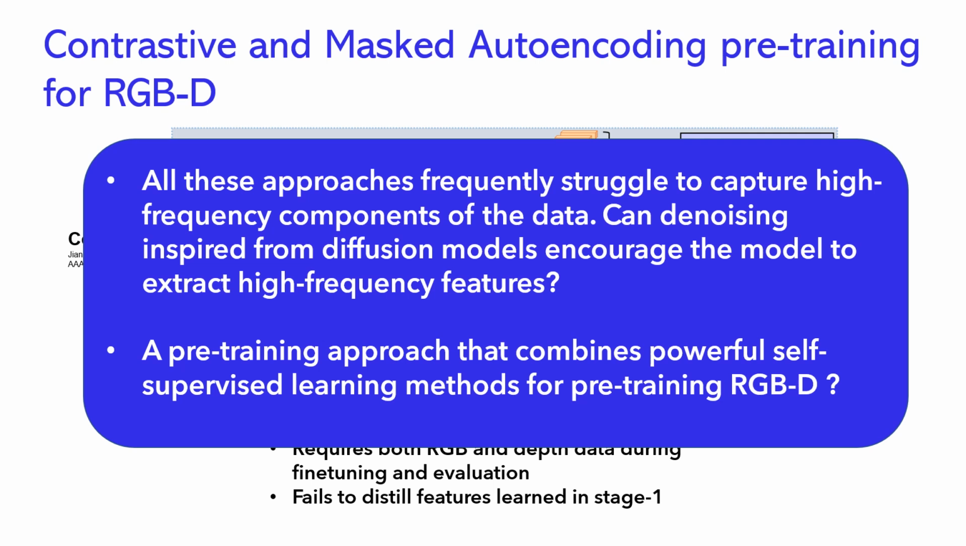Additionally, all these recent approaches frequently struggle to capture high-frequency components of the data, which further motivates us to explore alternative learning mechanisms. Recent advances in diffusion models have achieved remarkable success in image and video generation by leveraging denoising techniques, a strategy that has been absent in previous approaches, prompting us to investigate its potential in our context. So the question that we're trying to answer is: is there any pre-training approach that can combine powerful self-supervised methods for pre-training on RGB-D data?